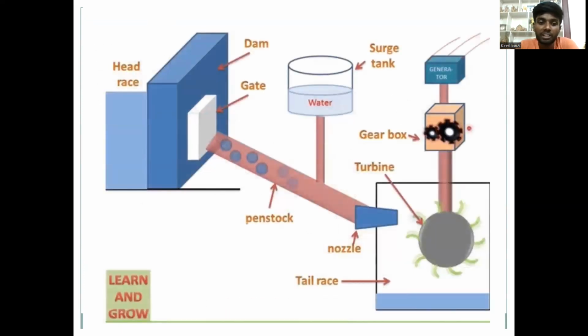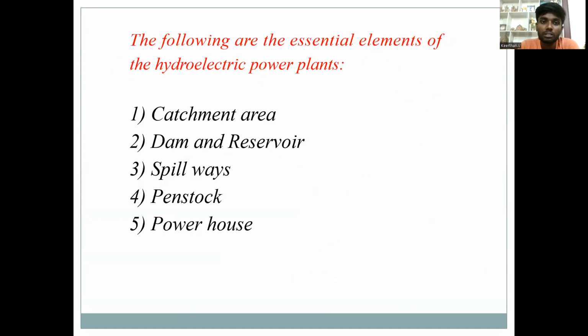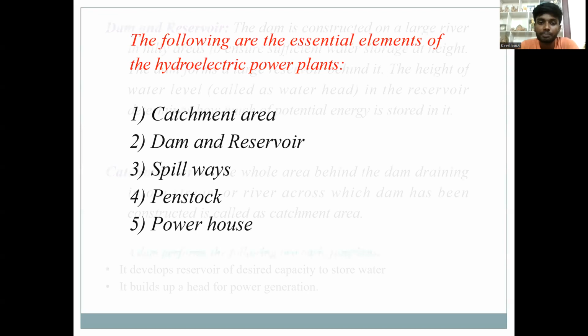So there's one more depiction. The following are the essential elements of the hydroelectric power plant: the catchment area, dam and reservoir, spillways, penstock, and powerhouse.